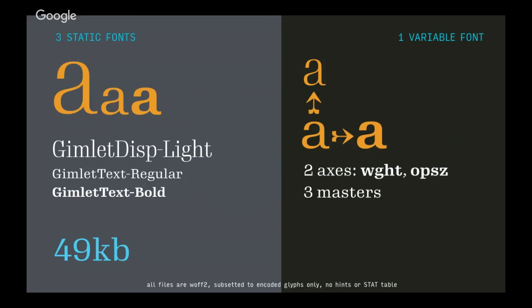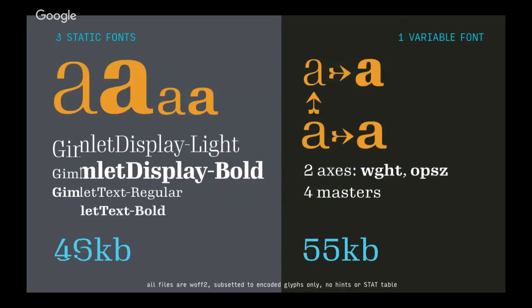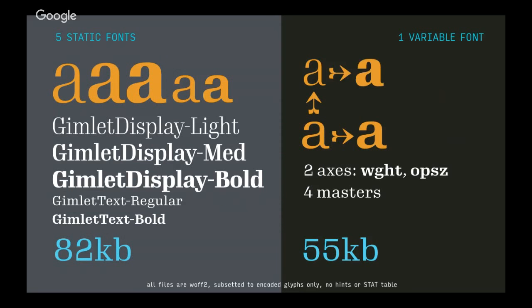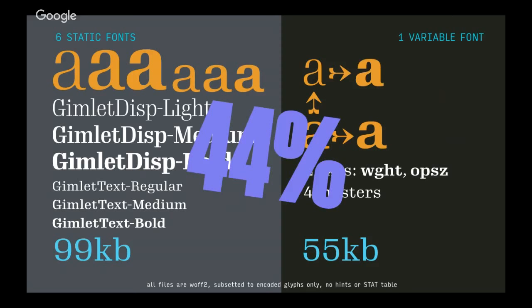I'm not going to have you guess for everyone. This is just, okay, so a few K, 11%. Okay, so better than the first one, right? Because now we're sharing metadata across 3 different fonts instead of 2. But not a ton. But then you get to adding more. You add display bold. We're now up to 16. And you add back the medium, 33. And you add back that text medium from our first example, 44%, right?